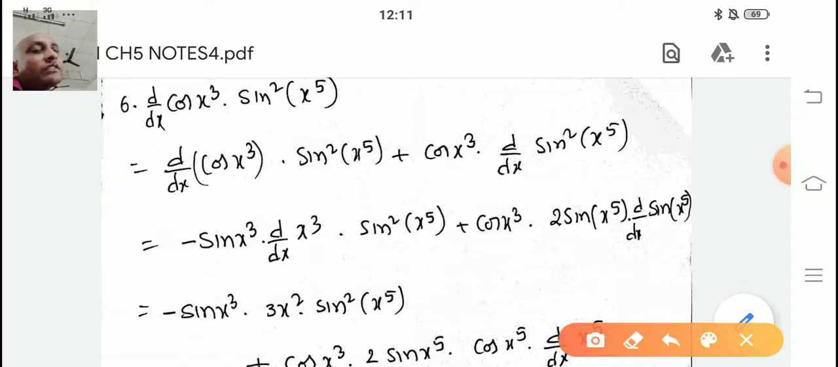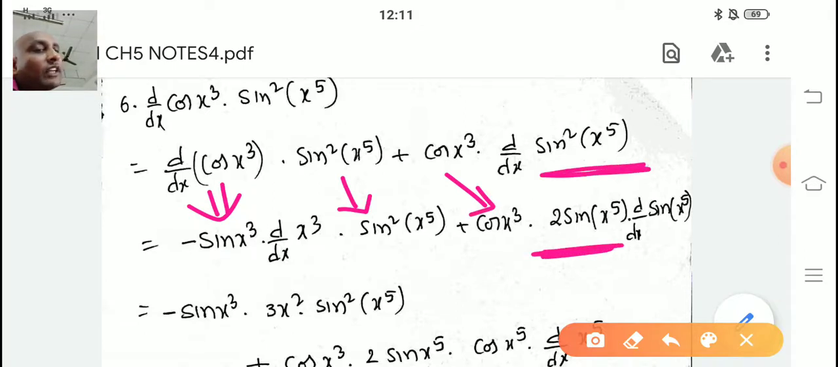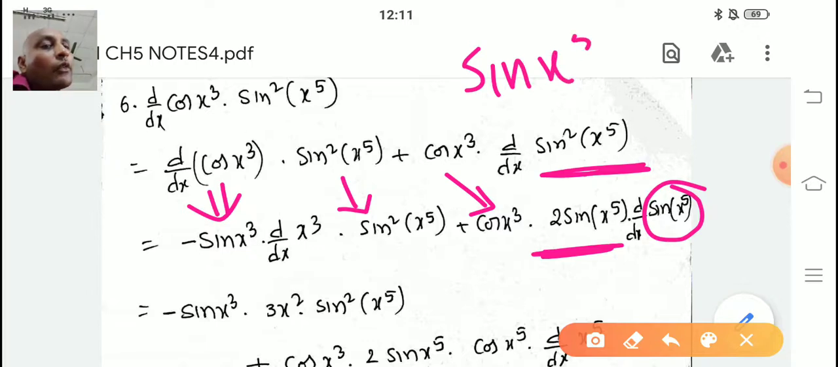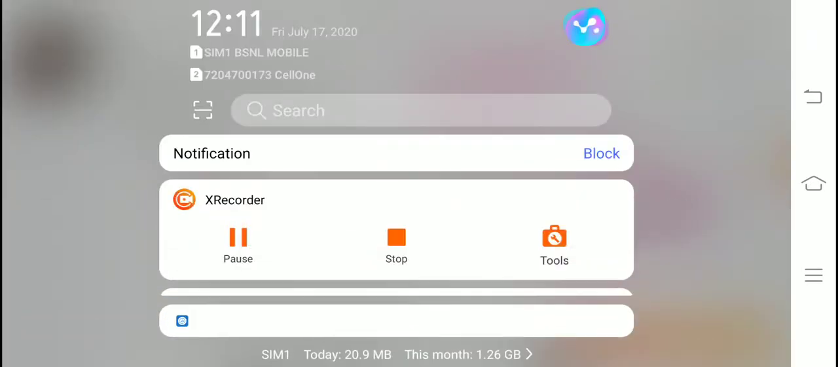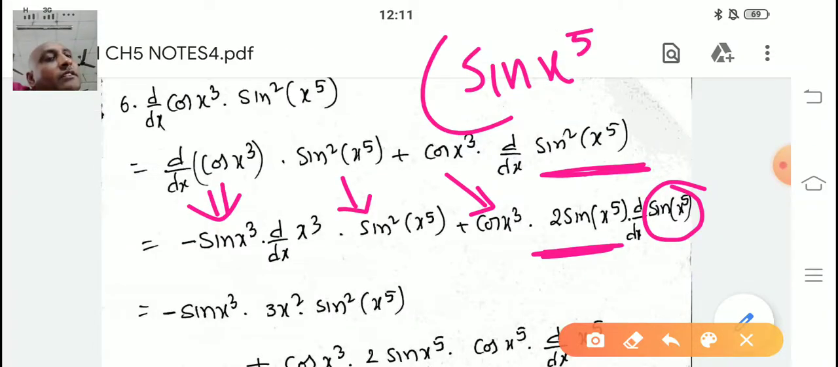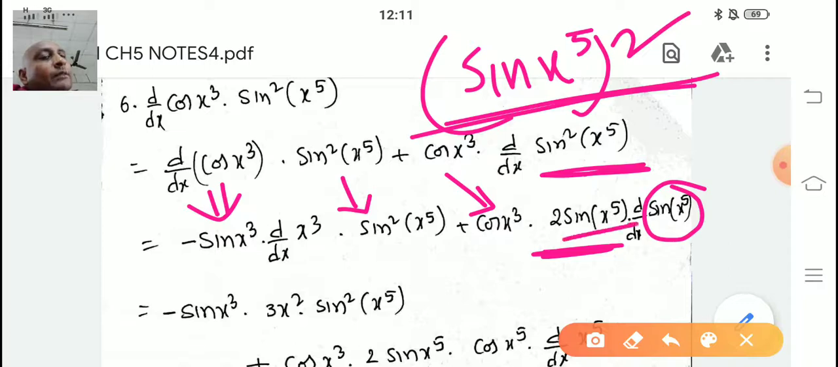Okay, so now this one is the cos x cube derivative. I did it, sin square. This is copied as it is. This is copied as it is. The derivative of sin square is 2 sin x power 5 into the derivative of sin x power 5. Because it is sin x power 5 whole square, wait a minute, whole square it is. So whole square means, like x square derivative is 2x, like that only we have to do: 2 sin x power 5 into the derivative of sin x power 5.